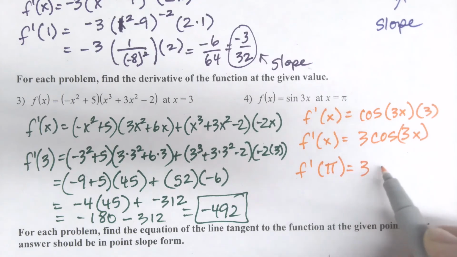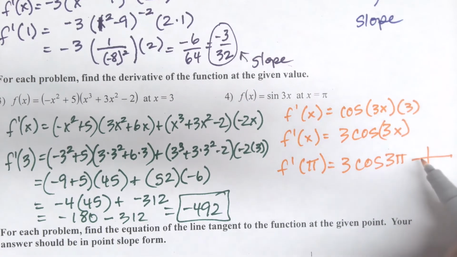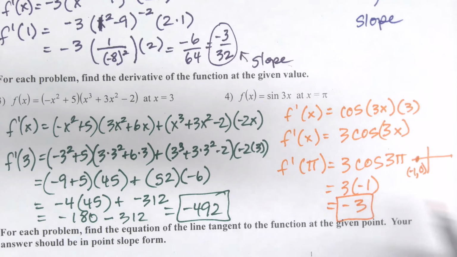So that's 3 times the cosine of 3 pi, and then I have to go back into my trig days, and I remember that's here. That's the point negative 1, 0. So the cosine of 3 pi is negative 1. This is 3 times negative 1, or negative 3. So my slope at that particular problem is negative 3.